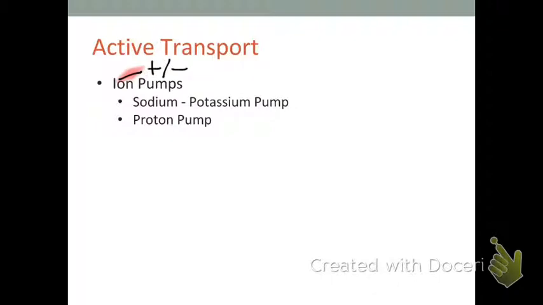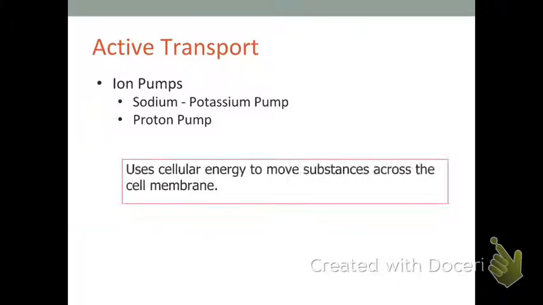All right. Sodium potassium pump is an ion pump. Technically, a proton pump is also an ion pump because it pumps hydrogen ions, H plus ions, across the membrane. But we'll talk about what those two are in this section. But in active transport, we have the cell spending energy, using ATPs to move molecules across the cell membrane. So that's the key of active transport.